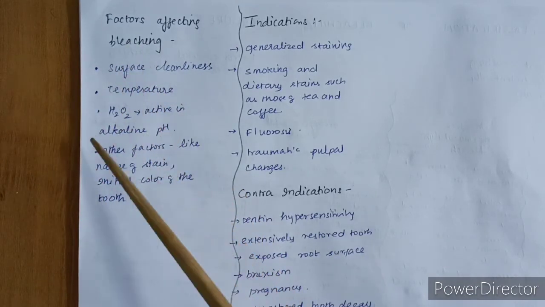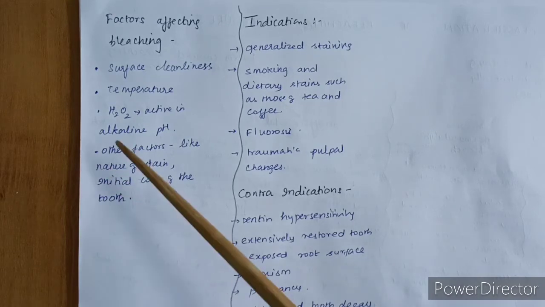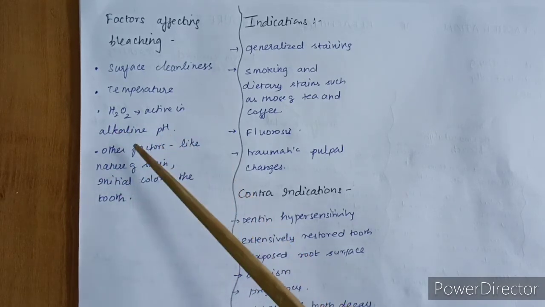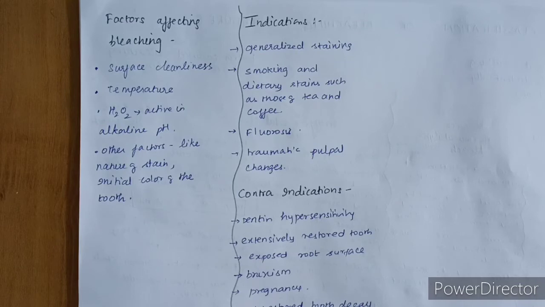Surface cleanliness, temperature, because an increase in temperature can activate the bleaching process, but make sure you are not using very high temperature because it can cause transient pulpitis. Hydrogen peroxide is active in alkaline pH. Then other factors like the actual nature of the stain and the initial color of the tooth.